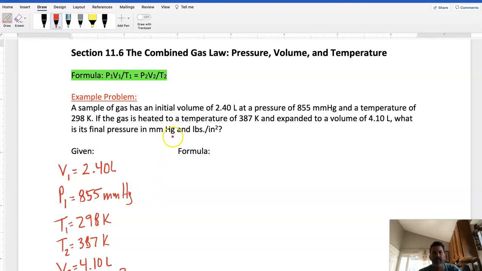Okay, and they want it in millimeters of mercury. So that's nice because this one's in millimeters of mercury, so I don't really need to do any converting. However, when I get my answer in millimeters of mercury, I do have to convert it to pounds per square inch because it wants both.